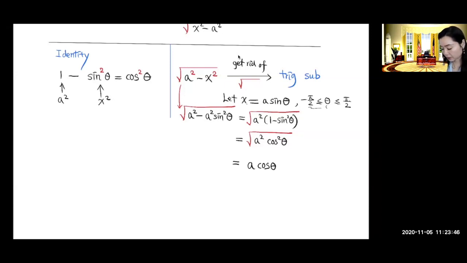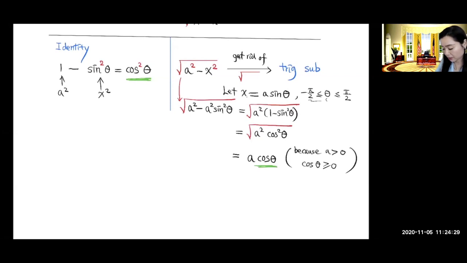Okay, so let me make a note over here, because a is greater than 0 and also cosine theta is greater than or equal to 0, okay? So when you have an integrand that is of this form, think about using this trig-sub. Let x be a times sine theta. And then at the end, you see that it becomes a times cosine theta. And you see this corresponds over here to cosine theta. Okay, now let's deal with the other case.